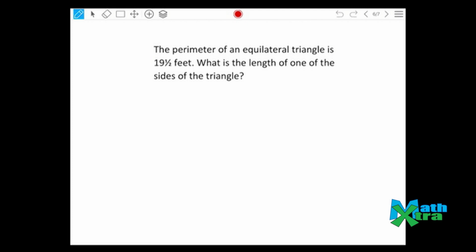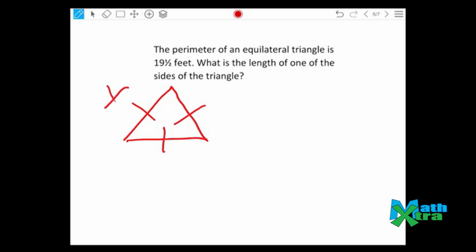So now in this problem, let's combine what we know about fractions as well as what we know about geometry. The perimeter of an equilateral triangle is 19.5 feet. What is the length of one of the sides of the triangle? So think about it this way. We have an equilateral triangle. All sides are equal.